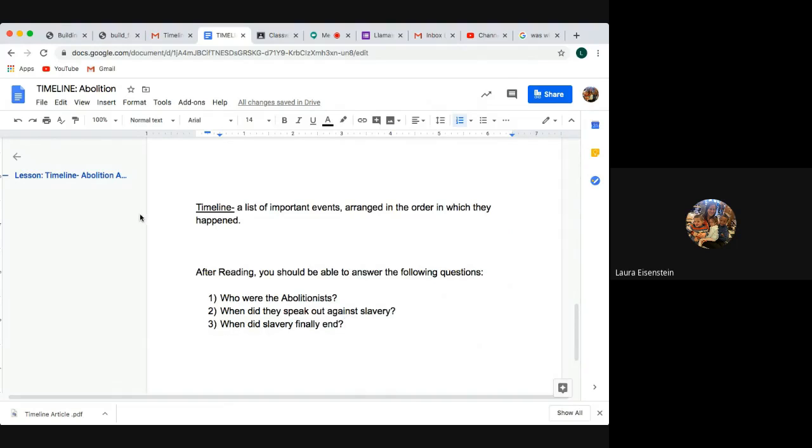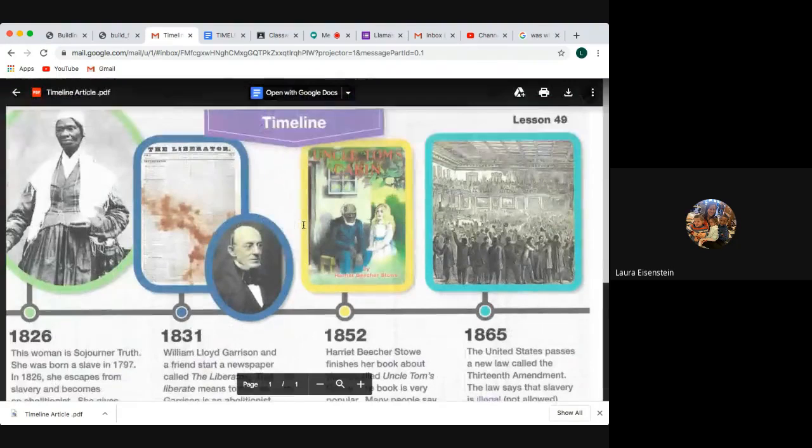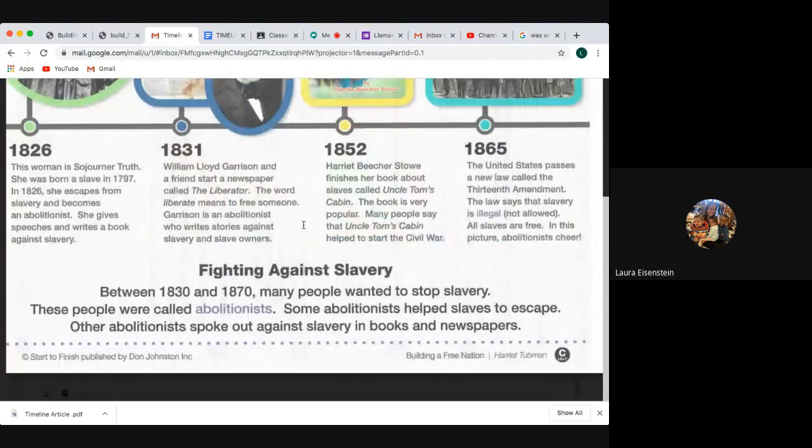All right, so now I'm going to go to the timeline. You guys can follow along while I read it out loud. So I'm going to start with the introduction at the bottom. It says, fighting against slavery. Between 1830 and 1870, many people wanted to stop slavery. These people were called abolitionists. Some abolitionists helped slaves to escape. Other abolitionists spoke out against slavery in books and newspapers.